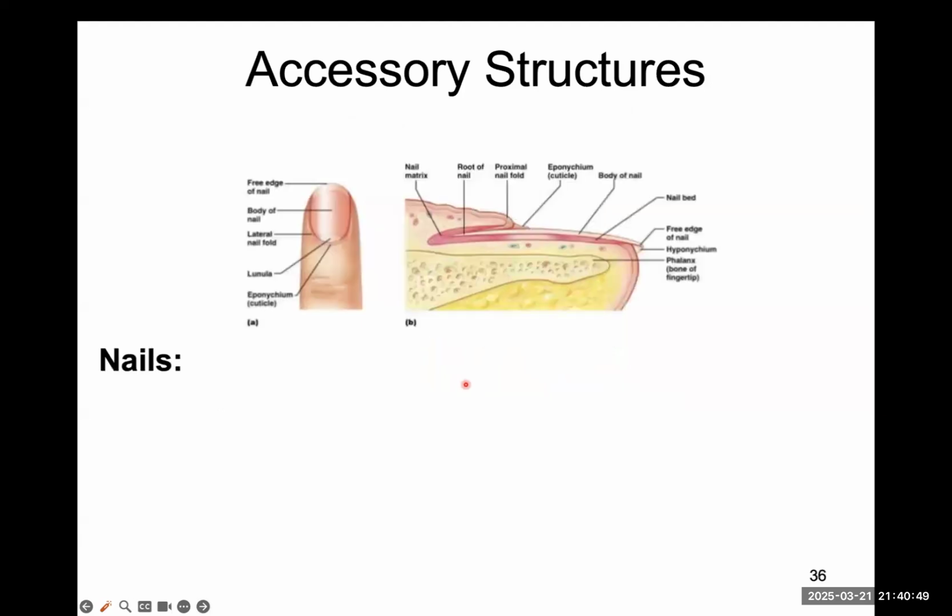Last thing we have is the accessory structure, which are the nails. Some vertebrates have them, some of them don't. Some frogs and some amphibians don't have them, but most vertebrates have nails growing. And this is found on the tip of your digits.